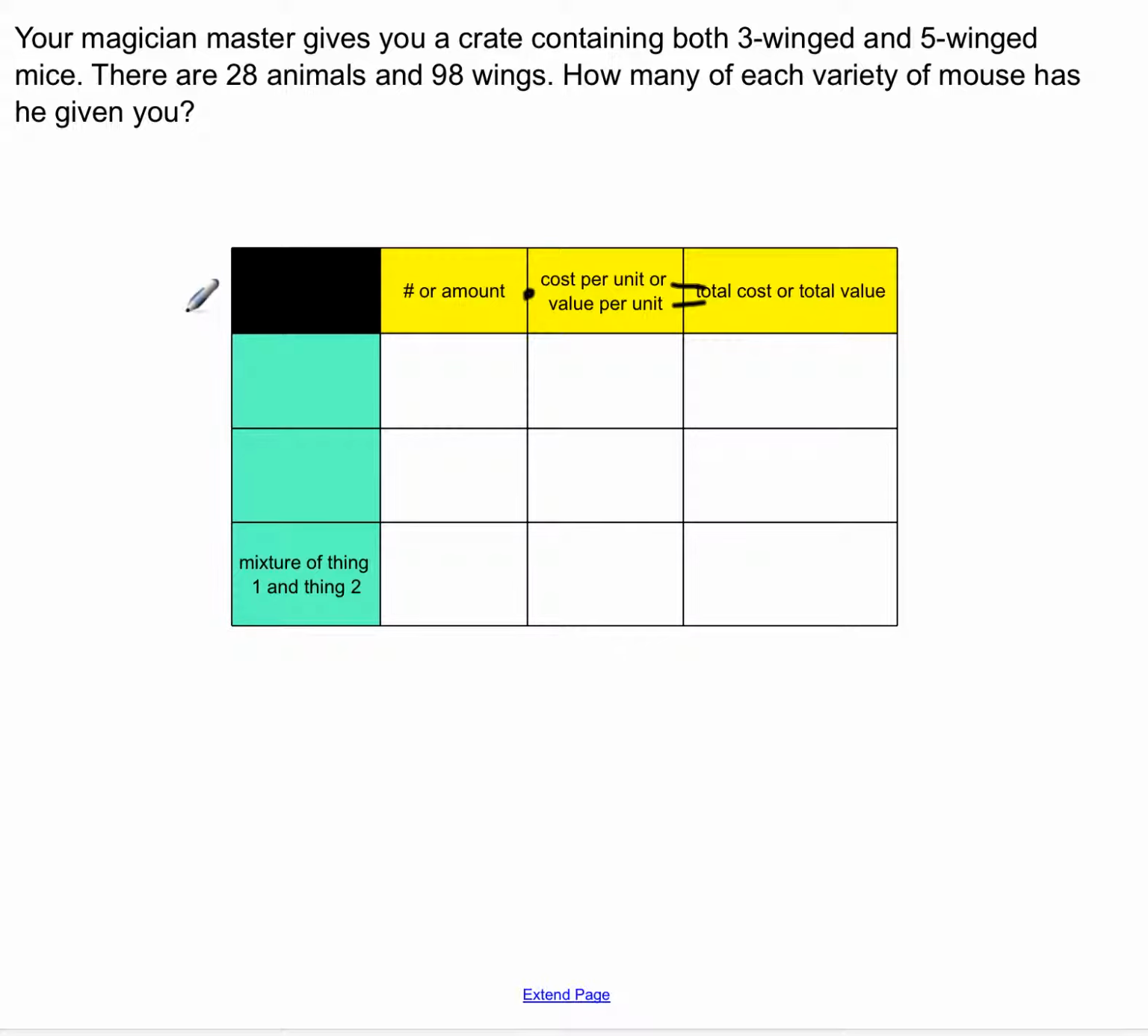Your magician master gives you a crate containing both three-winged and 5-winged mice. There are 28 animals and 98 wings. How many of each variety of mouse has he given you?